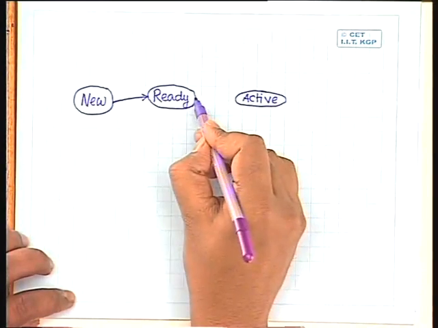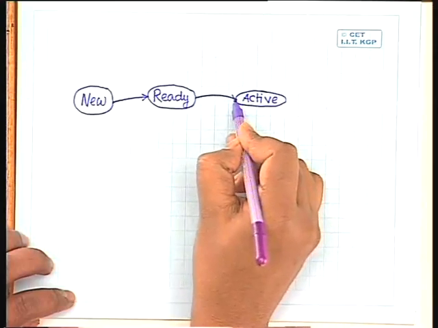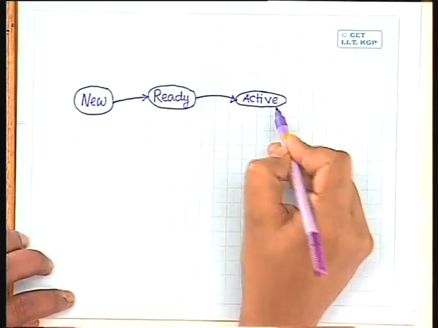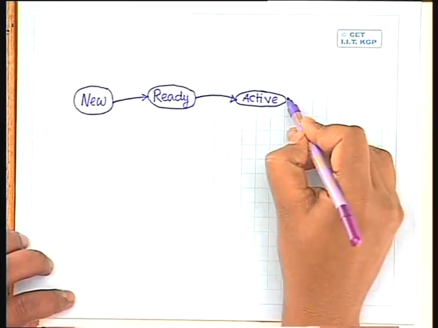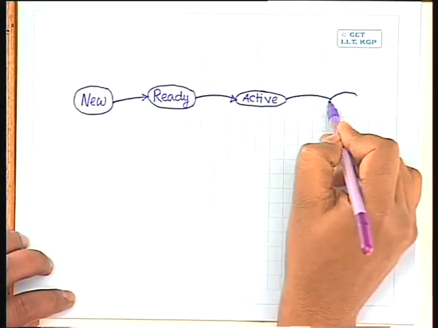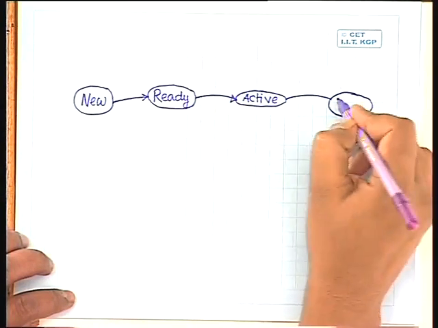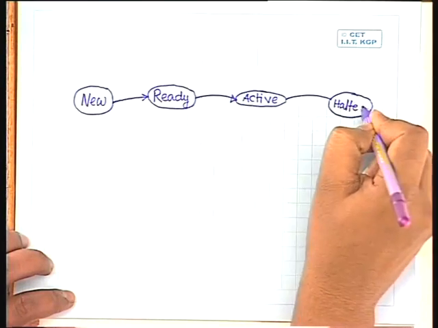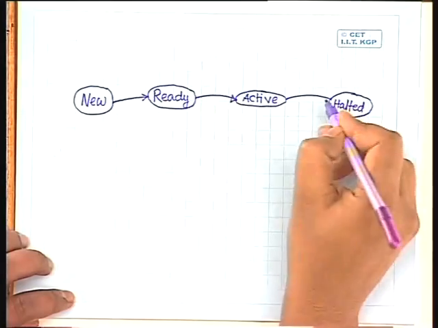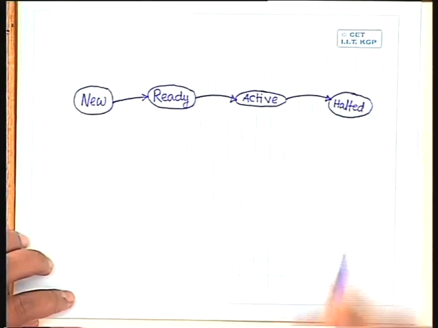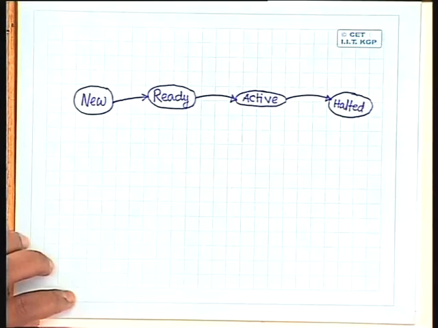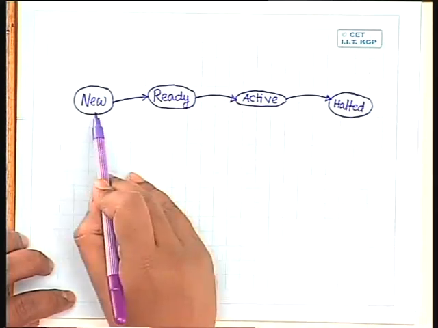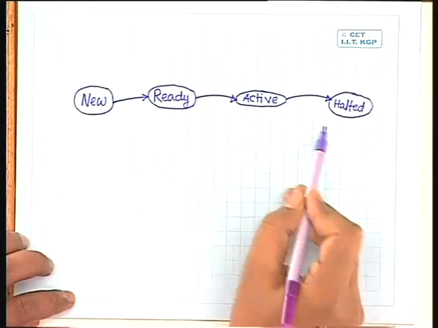Okay? So, the job or the program moves from ready state to active state. And finally, when the program is complete and it comes out of the system, we say that the program is halted. Sometimes the program in execution is also called a process. So, we say that the process is halted. Okay. So, this is the entire path, entire states through which a process or a program has to pass.